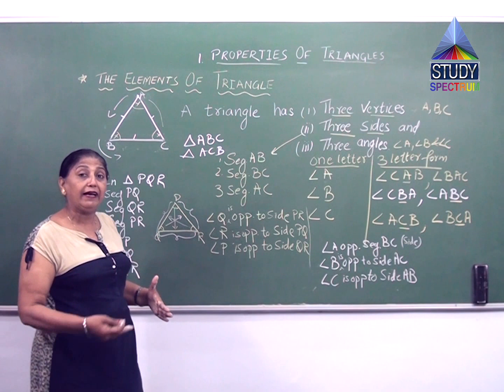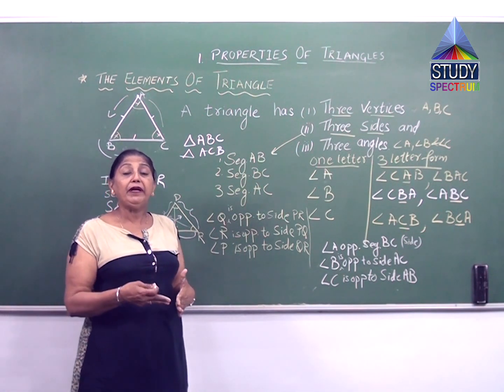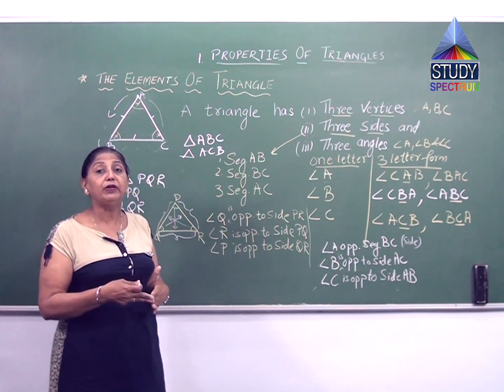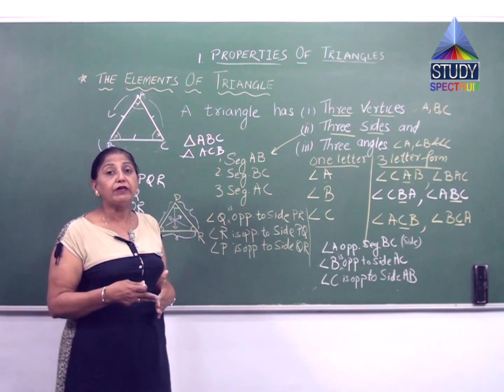Now let's move to the angle bisector and the perpendicular bisector which we draw to a side of a triangle, and what it is known as.